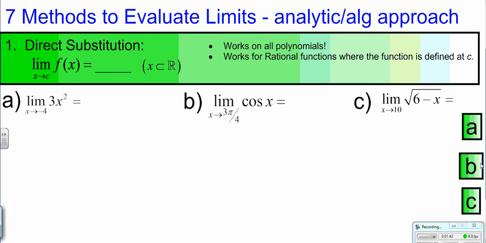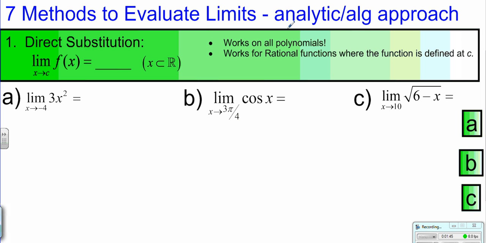There are 7 methods to evaluating limits, algebraically or analytically. And the first one is the direct substitution method. This one you want to use if you can. Always, always, always try this first. So if I have the limit as x approaches c, where c is some real number, of the function f of x, then it's going to be equal to the function just evaluated at that c value. We can just simply substitute c into the function. It will work on all polynomials, and it also works on rational functions.